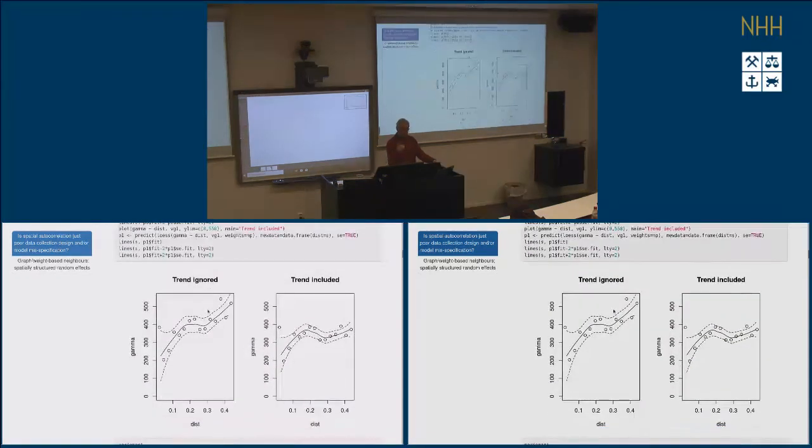If we correctly specify the model by saying, okay, the distance from the western edge makes a difference, then we get a variogram which is flattened and says, okay, so there's no spatial story in this at all.